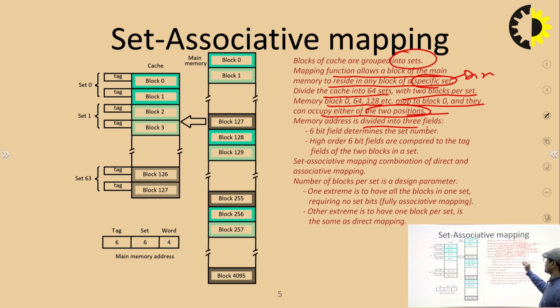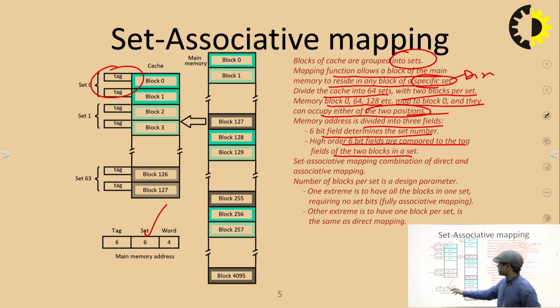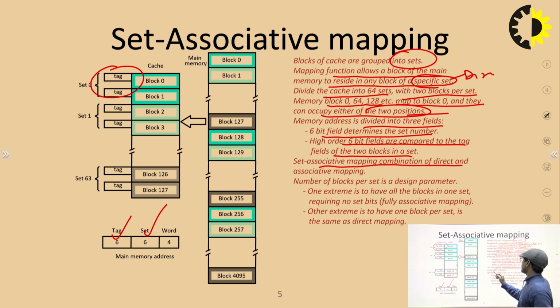So, the memory address is divided into 3 fields. The first field is the 4-bit word address, and the 6-bit set field determines the set number that we have seen here. Okay. And the higher order 6 bits are compared to the tag fields of the 2 blocks in a set. So, each set has 2 tags. So, a total of 128 tags are available in the cache memory. So, this 6-bit tag will be used to search the tags present in the cache memory. So, set associative mapping is a combination of direct and associative mapping.